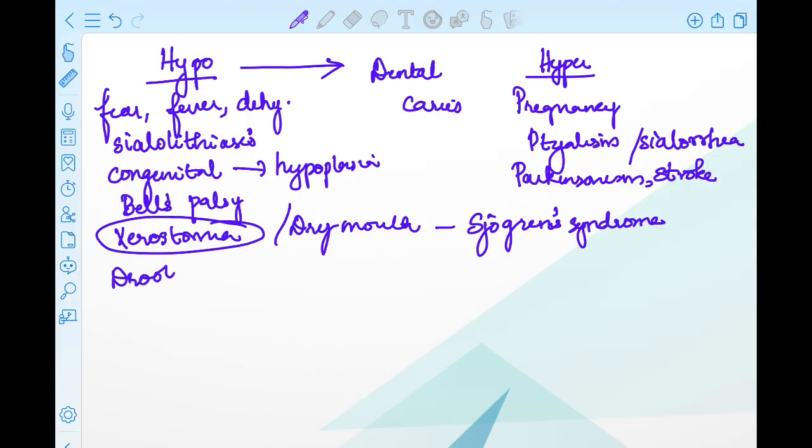Okay, then some other conditions associated with saliva. Another one is drooling, that we already know what drooling is. It is known as sialorrhea or excess salivation. And another one is chorda tympani syndrome.